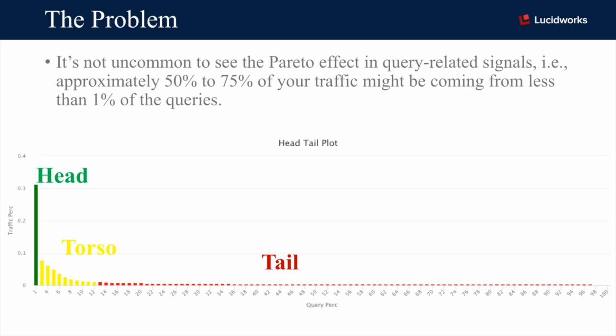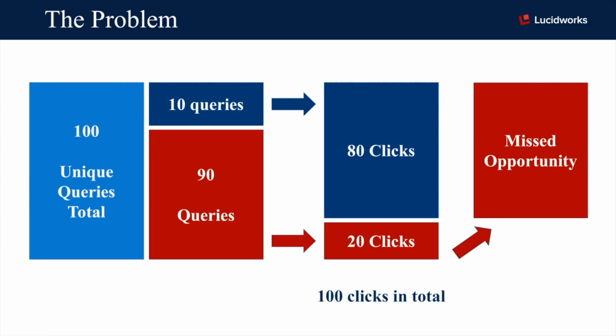You may ask why I should care about that 10% of the traffic. Okay, let's do a simple calculation. Let's say there are 100 unique queries. Of those 100 queries, 10 head queries result in 80 clicks. The remaining 90 queries result in only 20 clicks, which means most of them have 0 clicks. This is a pretty big missed opportunity.